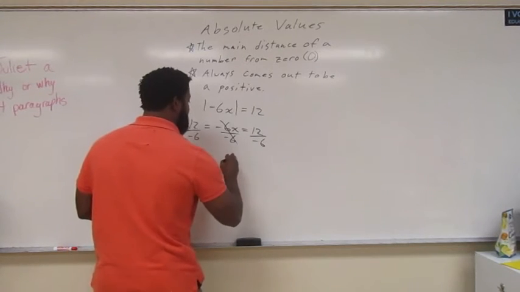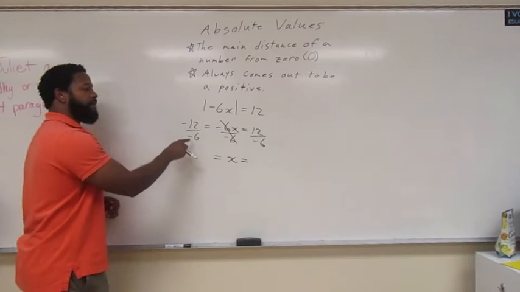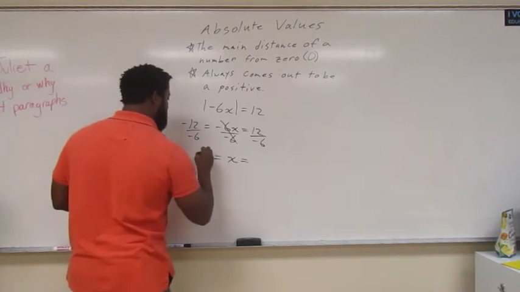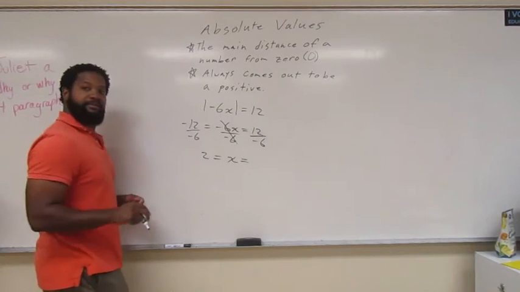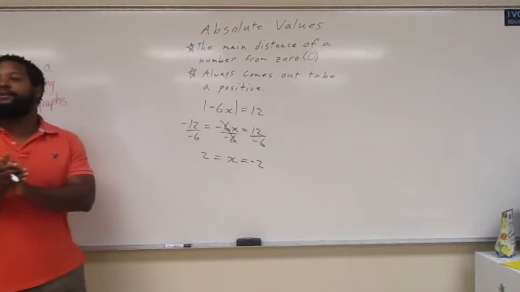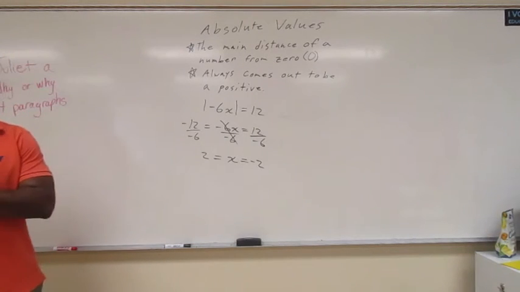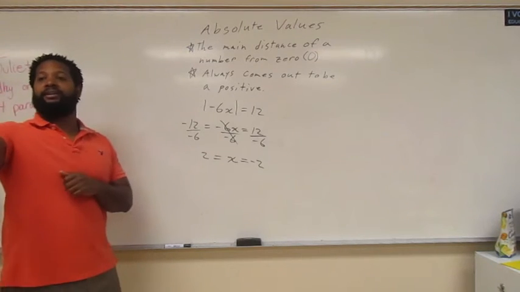You have the x by itself, with equal signs on either side of it. What's -12 divided by -6? 2, because a negative divided by a negative is positive. And 12 divided by -6? Negative. -2. Please be careful with your negatives. Okay? Mr. Carter, can I give you? Hold on, he had his hand up first.